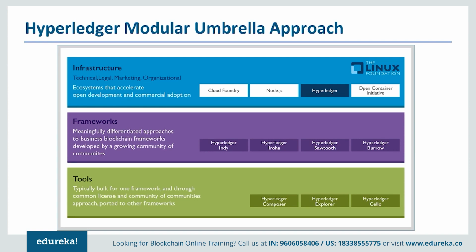So your infrastructure can be on your Cloud Foundry, which is a cloud platform. It can be on Node.js. It can be an open container. One more thing which you need to know is that you can create multiple peers, multiple nodes, multiple services in a Docker container environment. You need not have different nodes running.